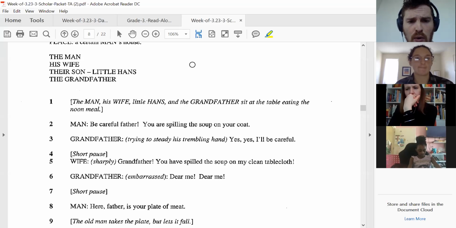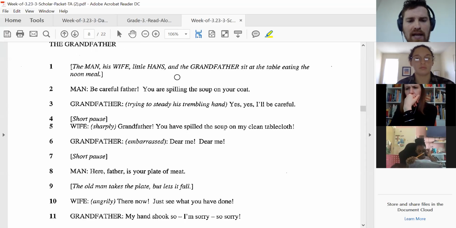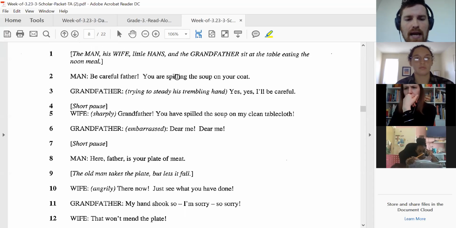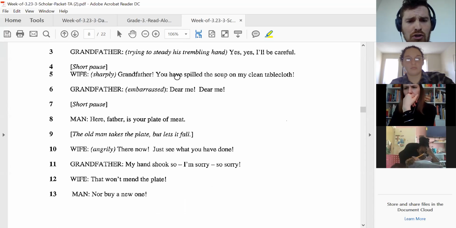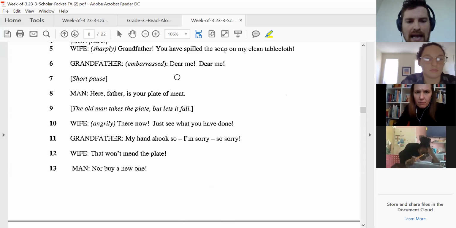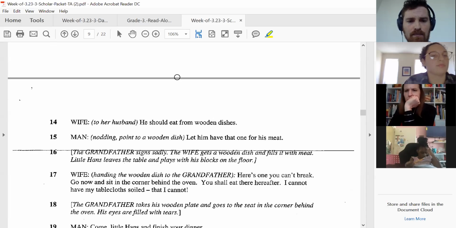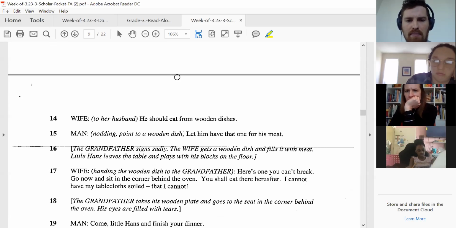Be careful, father. You are spilling the soup on your coat. Trying to steady his trembling hand. Yes, yes, I'll be careful. Grandfather, you have spilled the soup on my clean tablecloth. Dear me, dear me. Here, father, is your plate of meat. The old man takes the plate, but lets it fall. There now, just see what you have done. My hand shook, so. I'm so sorry. That won't mend the plate, nor buy a new one. He should eat from the wooden dishes. Let him have that one for his meat.